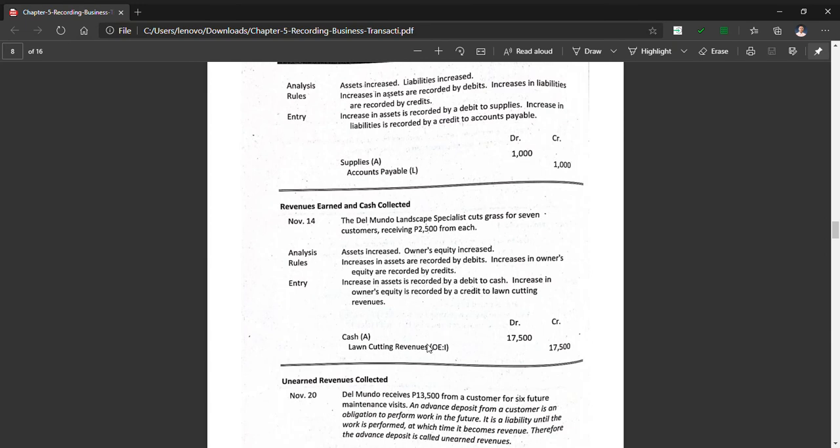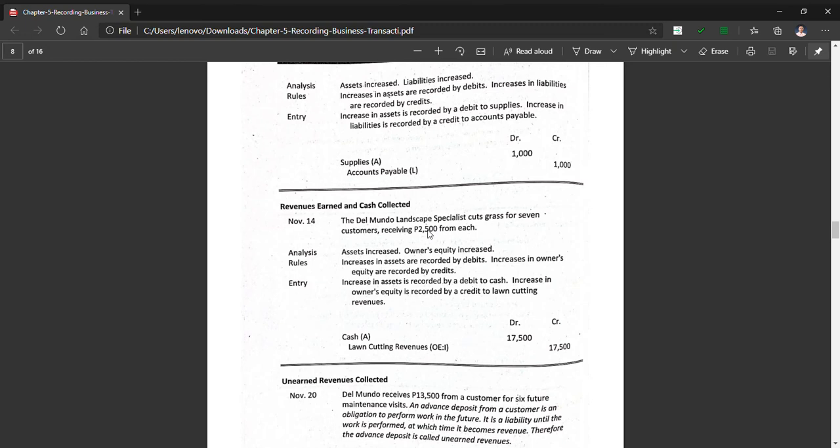Okay, on November 14, Del Mundo Landscape Specialty cuts grass for 7 customers, receiving 2,500 from each. Okay, remember that Del Mundo Landscape Specialty is our business. Ito yung business na ina-account natin. Okay, so in this case, nag-cut siya ng grass for 7 customers. So, meaning nag-render siya ng services. Yung na-receive na 2,500, that is income for the business.